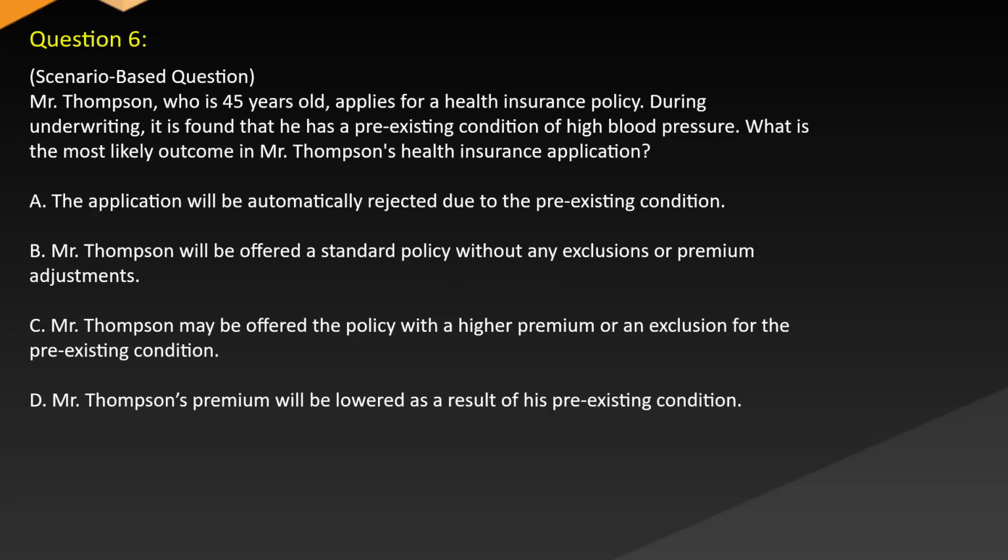Question 6. Scenario-based question. Mr. Thompson, who is 45 years old, applies for a health insurance policy. During underwriting, it is found that he has a pre-existing condition of high blood pressure. What is the most likely outcome in Mr. Thompson's health insurance application? A. The application will be automatically rejected due to the pre-existing condition.